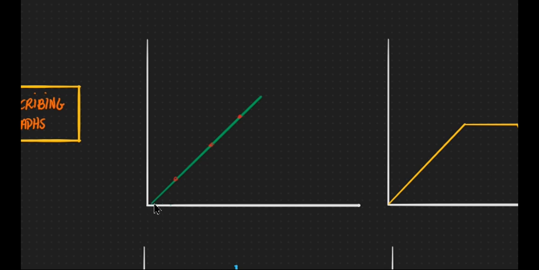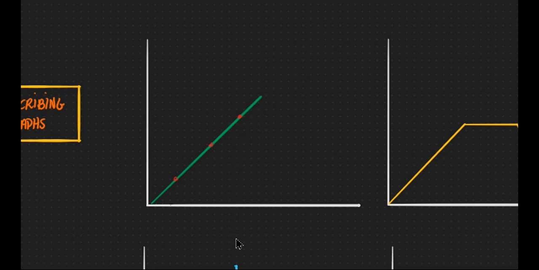So in other words, if I went 3 units this way, I would get 3 units this way, 4 units this way, I would have to go 4 units this way. It's always going to be the same. And when that happens, that's called a linear relationship. And we can see that because it forms a nice line.